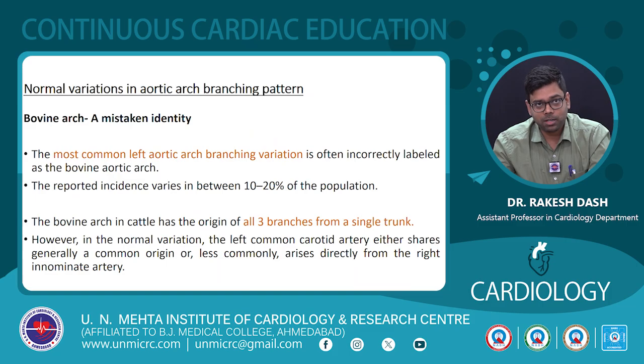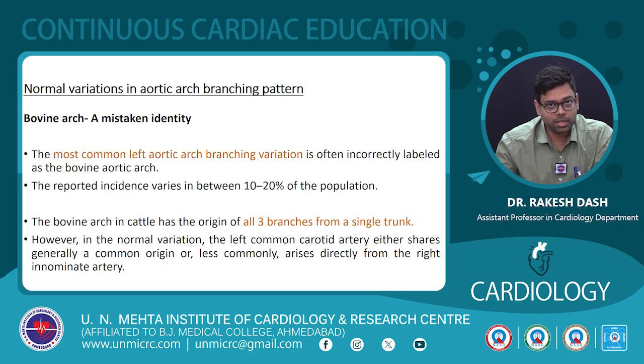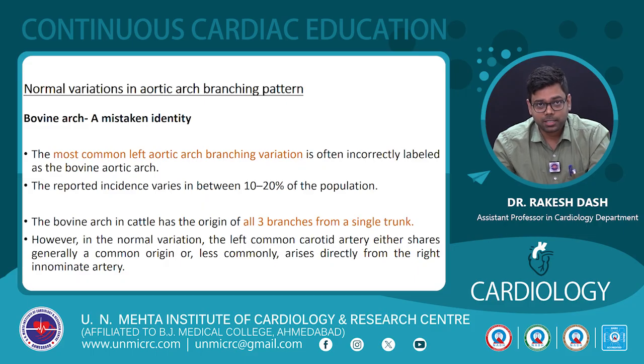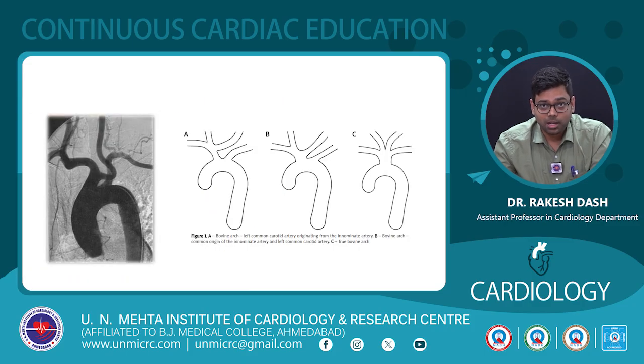So, what are the normal variations of a left sided aortic arch? The most common is the bovine arch, which is found in 10 to 20% of cases. It is seen with a left aortic arch where all three branches, the right subclavian, right common carotid and left common carotid, originate from a single trunk. And here is the pictorial description of the same.